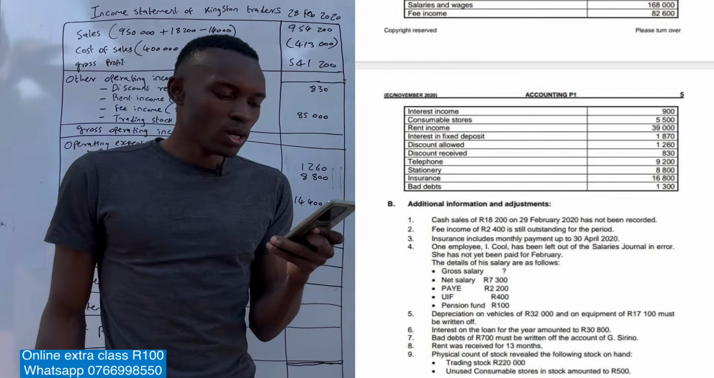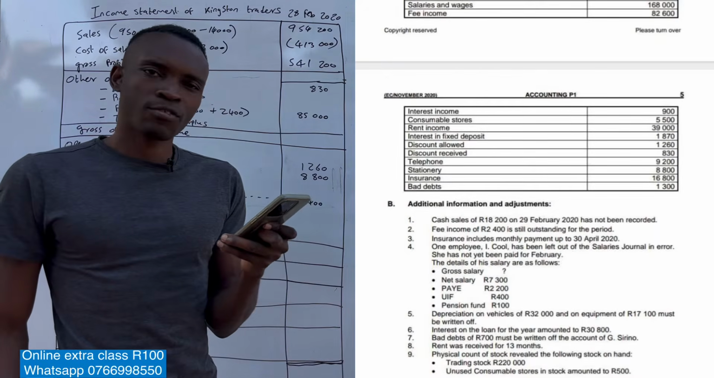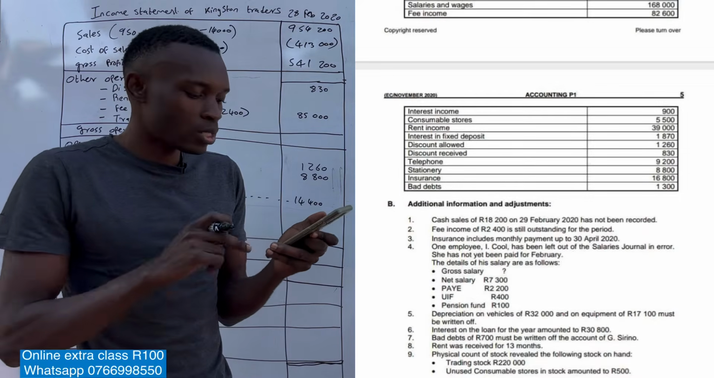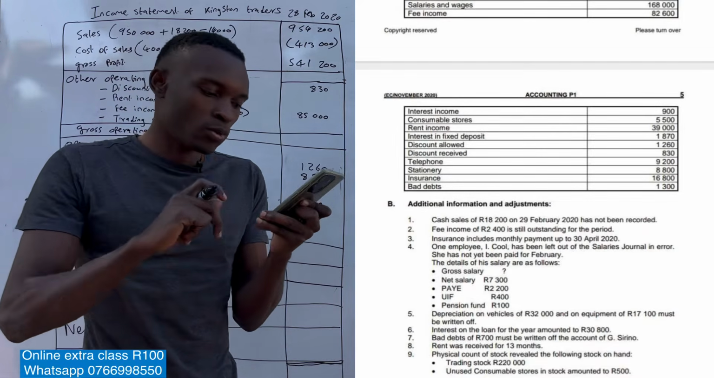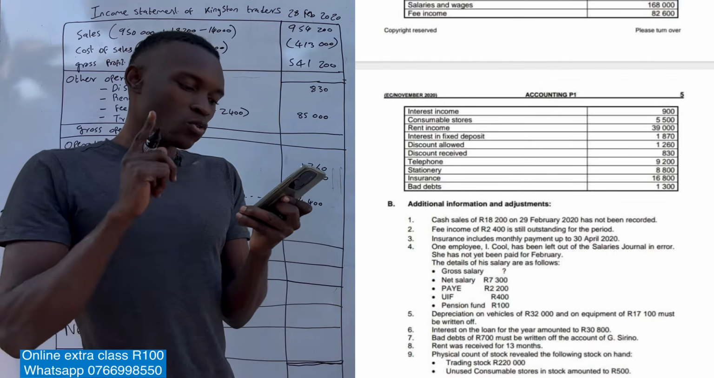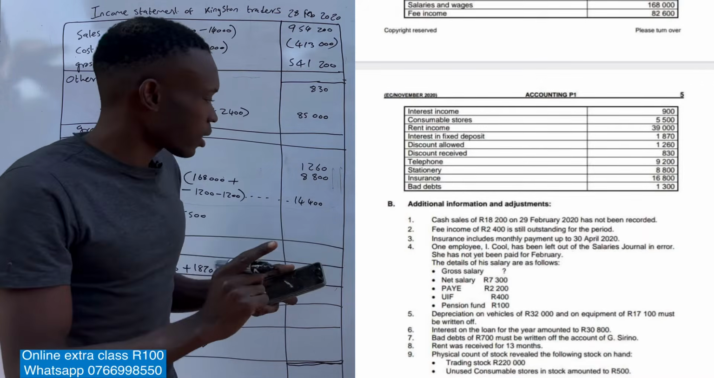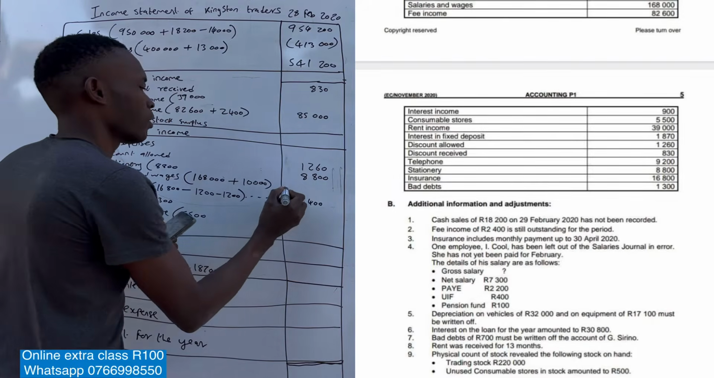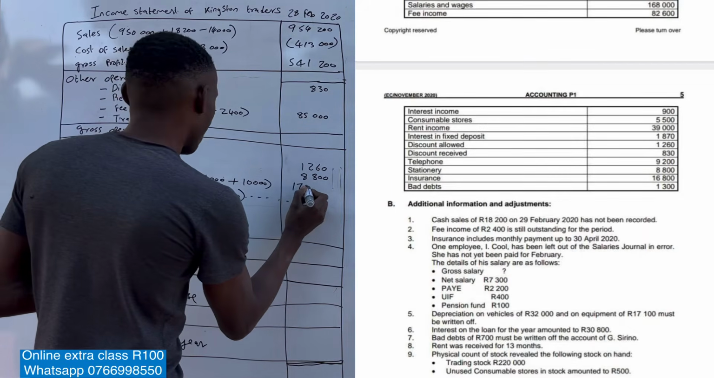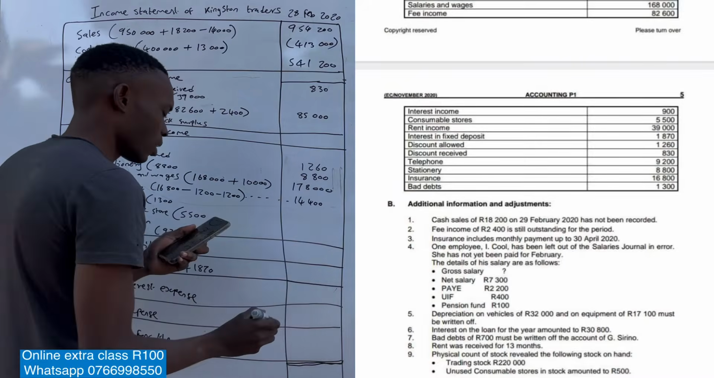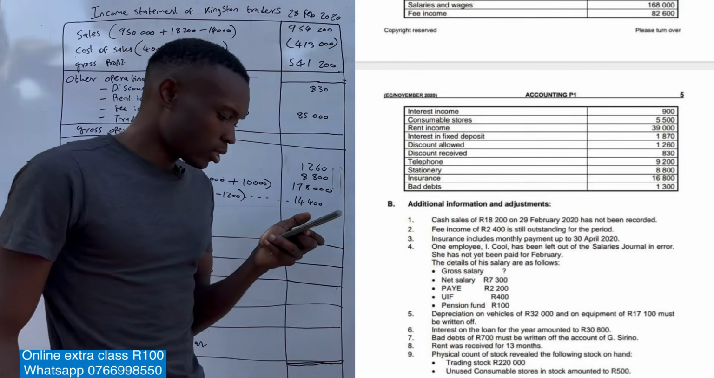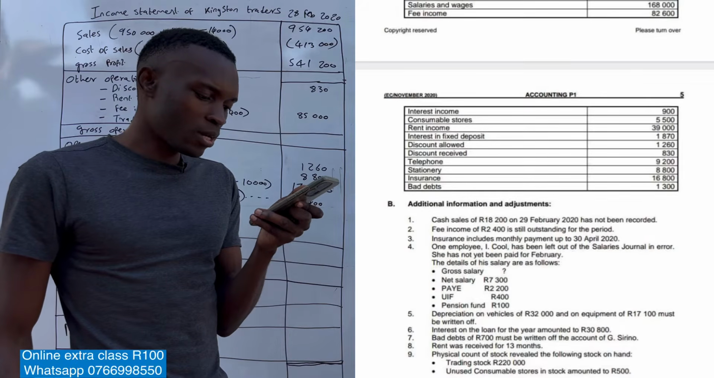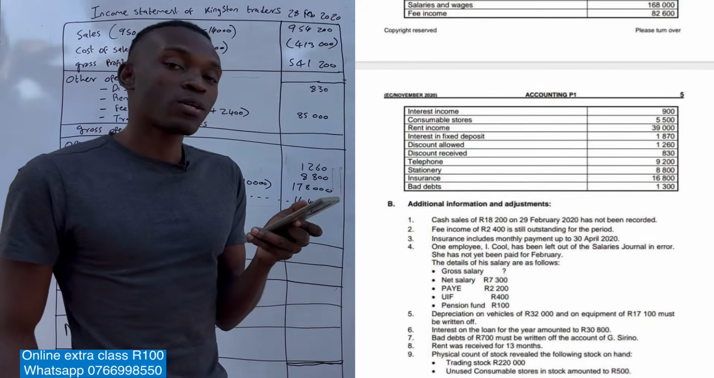So what do you do now? Which one do you add? UIF, pay as you earn, or net salary? You add the gross, which means that you have to add all those amounts, 7,300, 2,200, 400, and 100, which is going to give you 10,000. Then it is going to give you 178,000. Okay, and the next one, depreciation on vehicle is 32,000, equipment 17,100, must be written off.